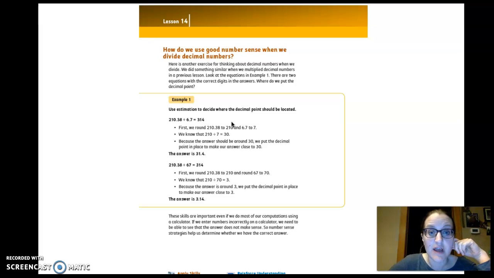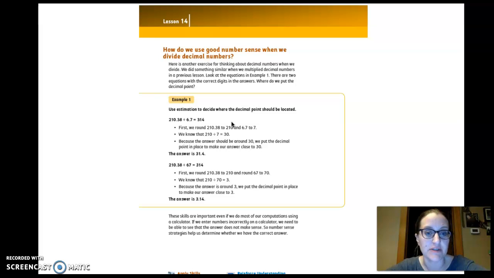So here's another exercise for thinking about decimal numbers when we divide. We did something similar when we multiplied decimal numbers in a previous lesson. Look at the equations in example 1. There are 2 equations with the correct digits in the answer. Where do we put the decimal point? Okay, so let's look at example 1.